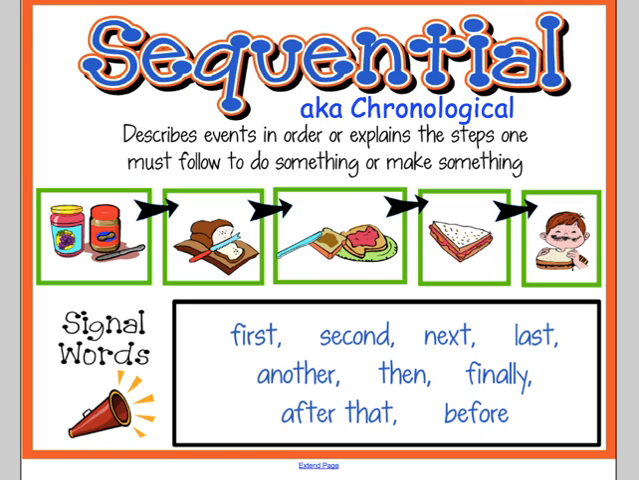You might have also heard this be called procedural in your reading groups, or even functional, where it's telling you how to do something and you get something in the end. When you're reading a sequential or chronological text, you're going to hear signal words like first, second, next, last, another, then, finally, after that, and before.